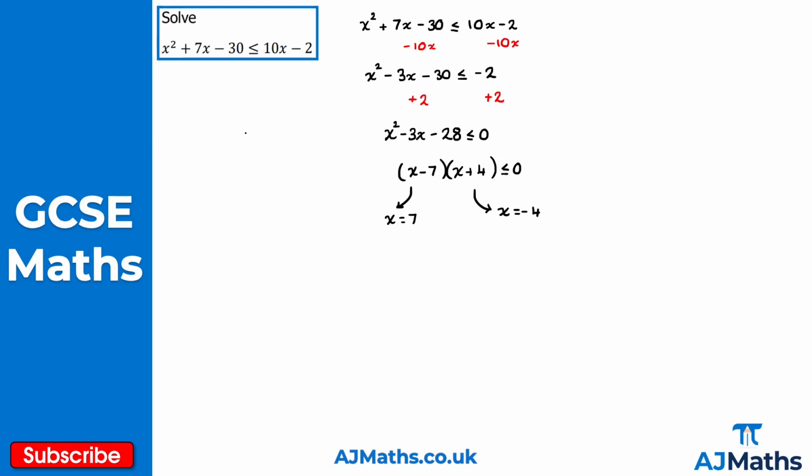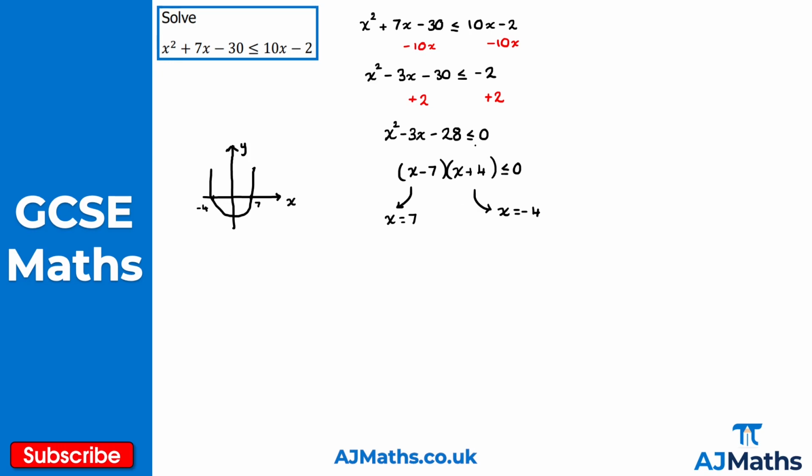If I draw my sketch here over to the left, this is my y-axis here. This is my x-axis. So minus 4, that would be say there, and 7 say here. 7 and minus 4. So altogether we're going to get a U-shaped parabola here, and it cuts through at minus 28. So altogether it's going to look, say, something like that. Okay, it's not perfect, but we've got that U-shaped parabola there.